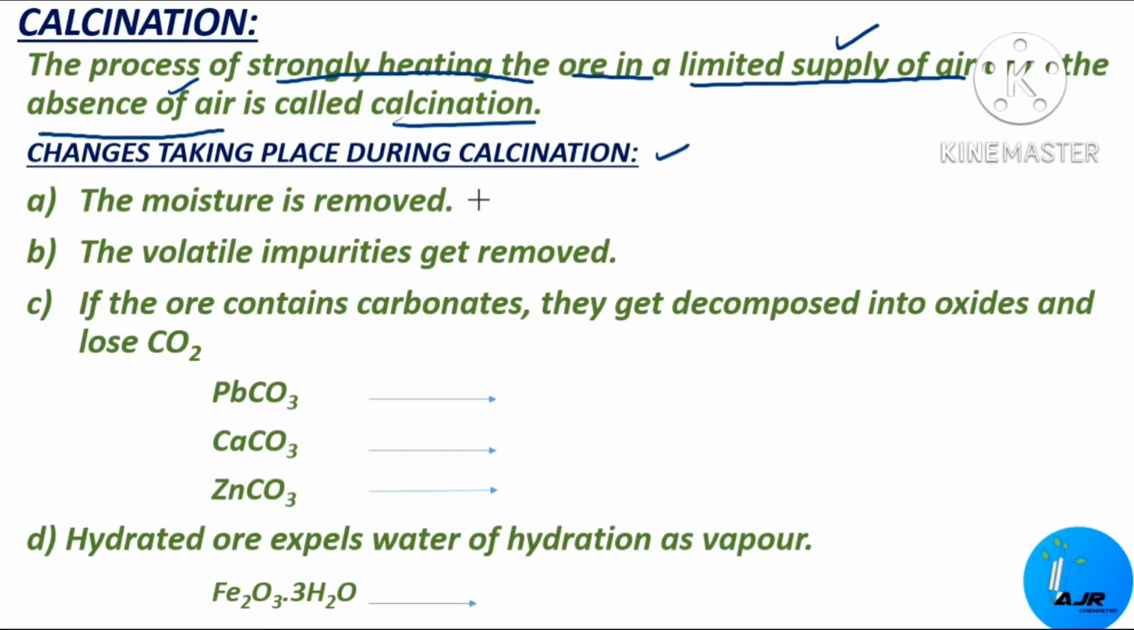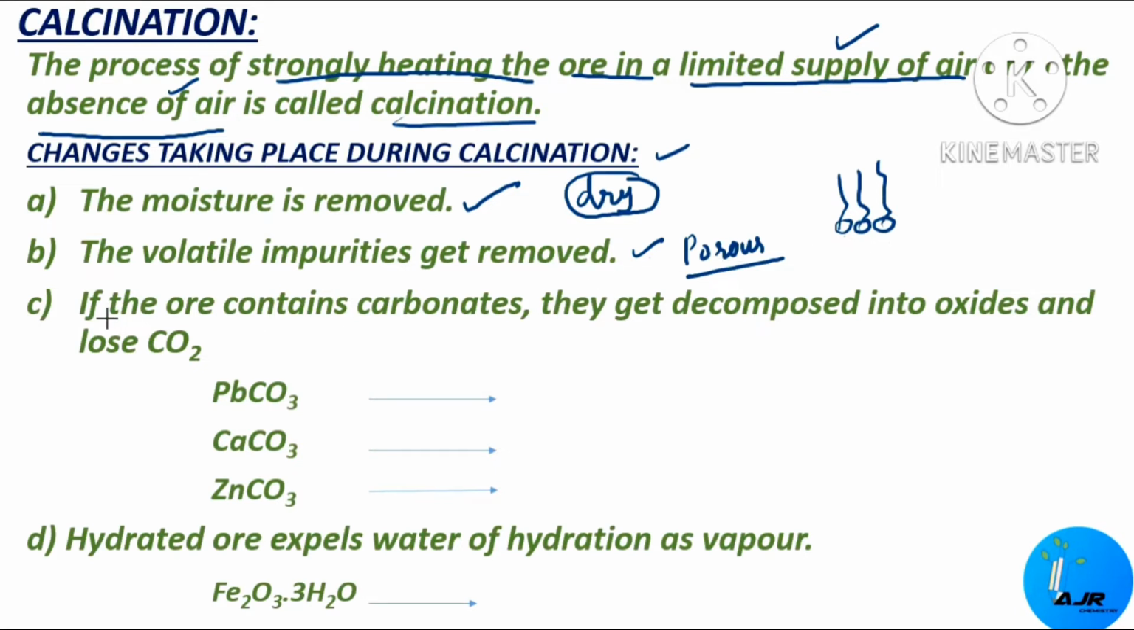Of course, while we are heating, the moisture present in the ore will be removed, so the ore becomes dry. Next, the volatile impurities get removed. When the volatile impurities go out of the ore, automatically holes are created, so the ore becomes porous in nature. We can see the pores or holes.